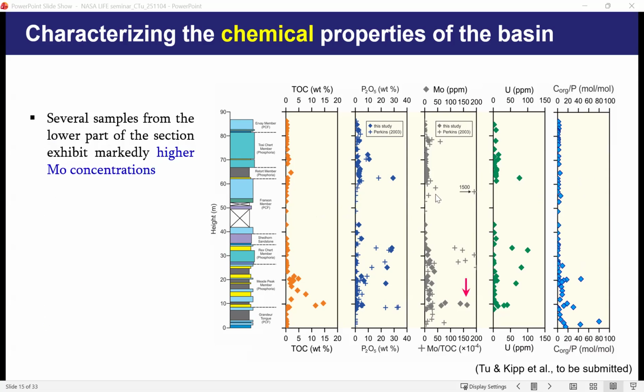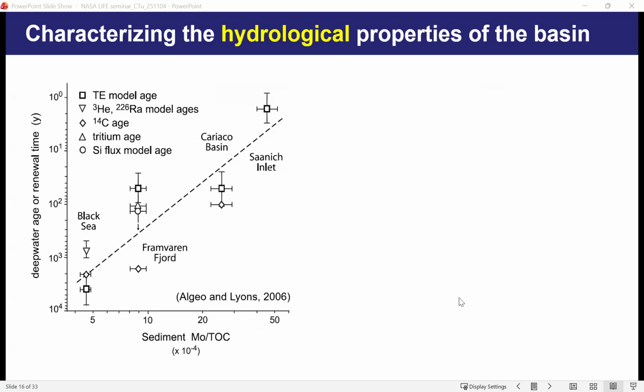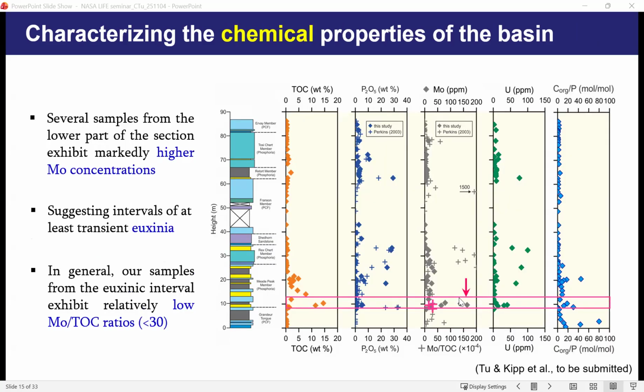By contrast, several samples from the lower part of the section exhibit remarkably higher molybdenum concentrations. Unlike many other trace metals, molybdenum is quite sensitive to euxinic conditions. So our data suggest intervals of at least transient euxinia within the phosphorite basin. Additionally, our samples from euxinic intervals exhibit relatively low molybdenum to TOC ratios, less than 30.